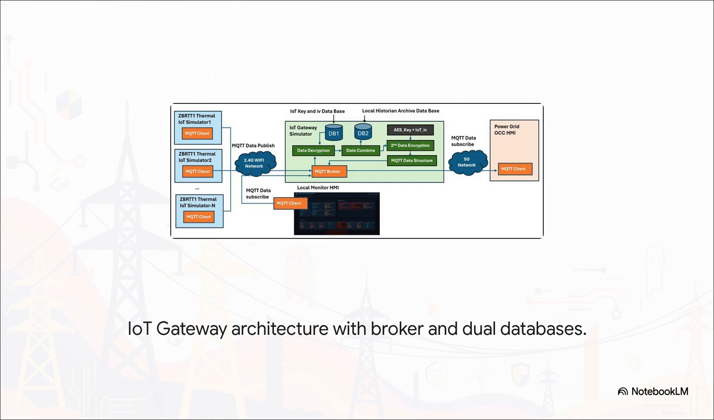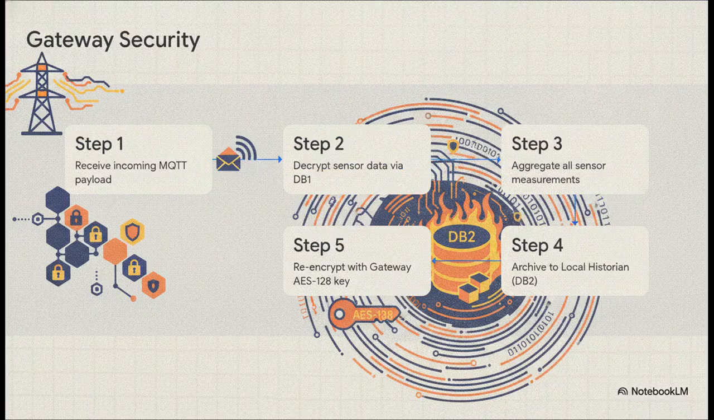Database 1 is your keyring. It manages all the cryptographic keys for the incoming sensors. Meanwhile, Database 2 acts as a local historian, archiving the thermal history of your assets, just in case a storm knocks out your connection to the main control room. To build this into a secure, unified data stream, the gateway runs a super slick 5-step process.